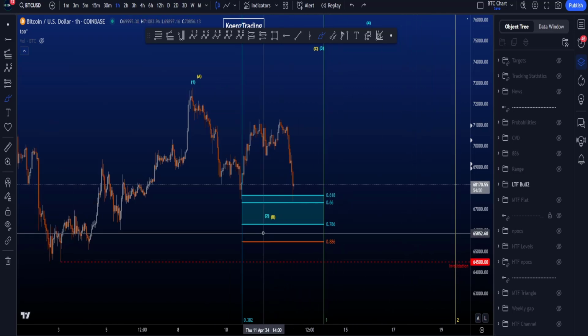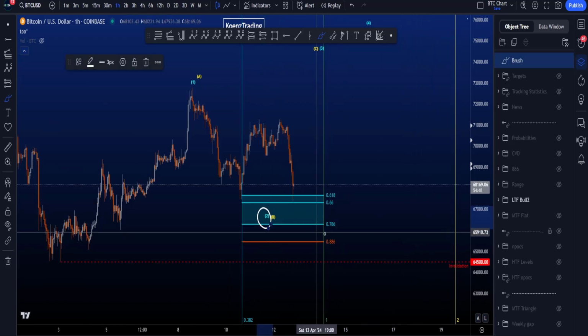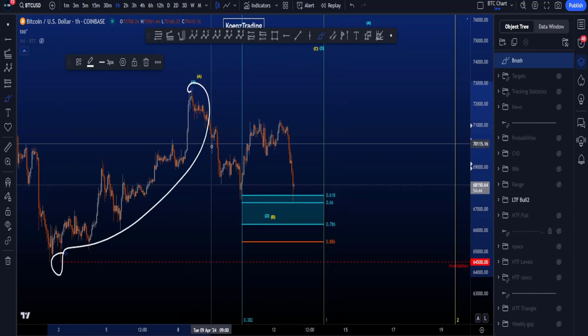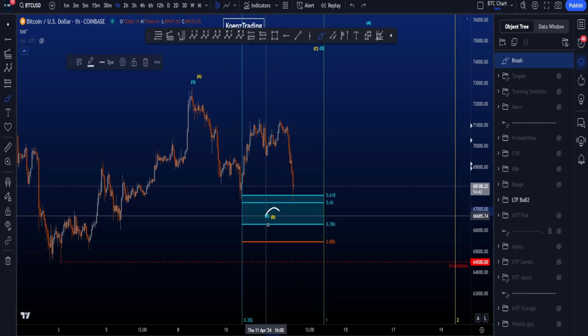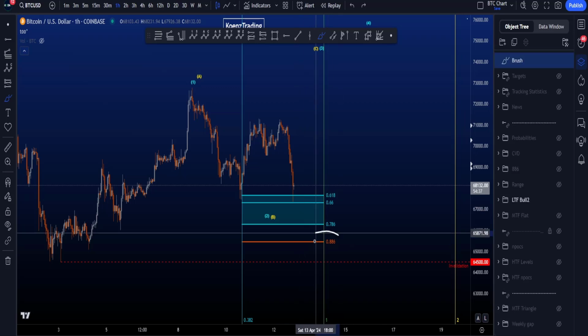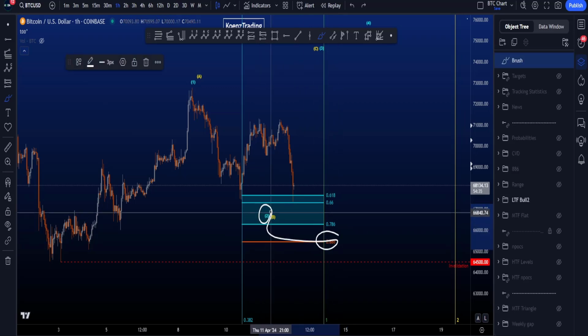Now in this scenario, the common target area for your wave 2 is in the blue box, the golden pocket to the 0.786, taken from the low to the high of wave 1. The common target for your wave B is between the golden pocket and the 0.886, while the 0.886 is a rare target for a wave 2.